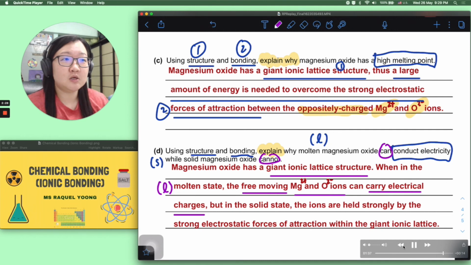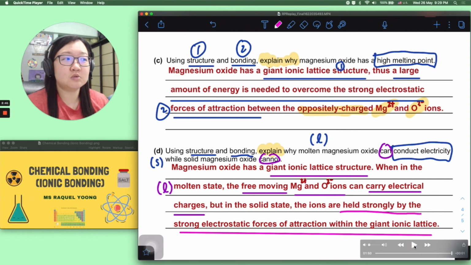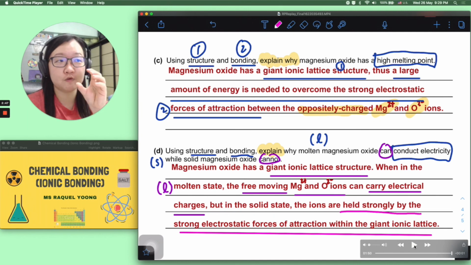But in the solid state, these ions are held very strongly by the strong electrostatic force of attraction within the giant ionic lattice. So that's why in the solid state, there are no charge carriers in the form of free moving ions. They are not free moving, they are being held tightly.